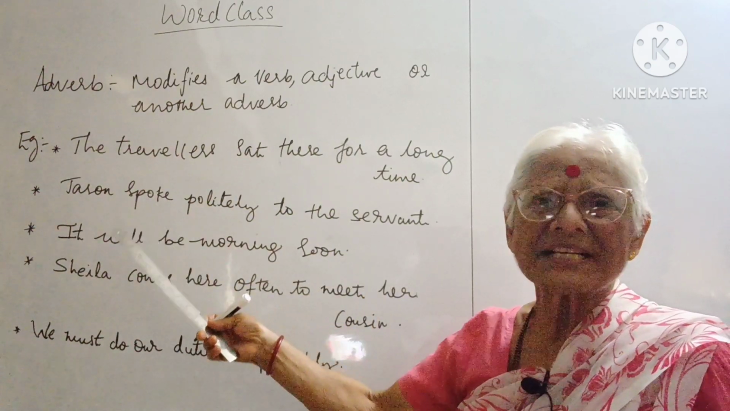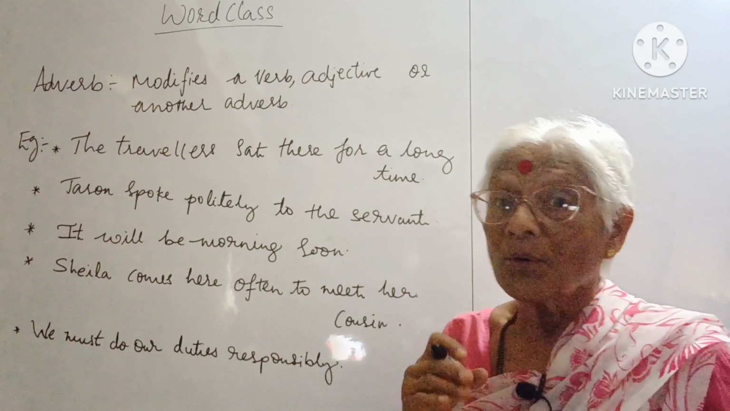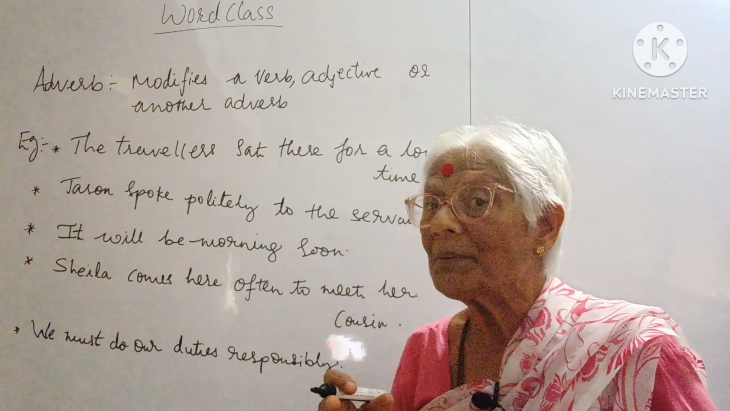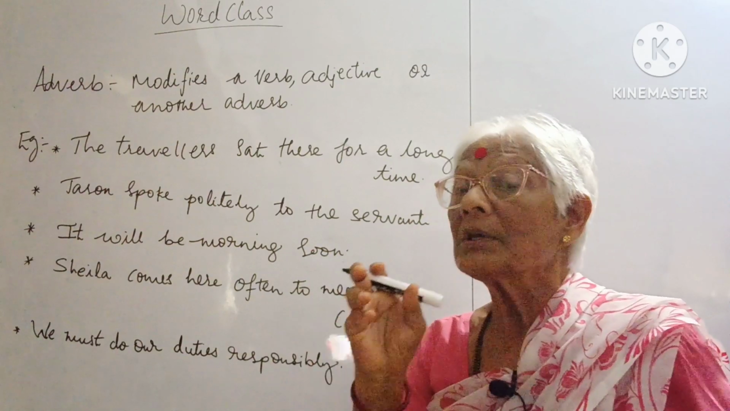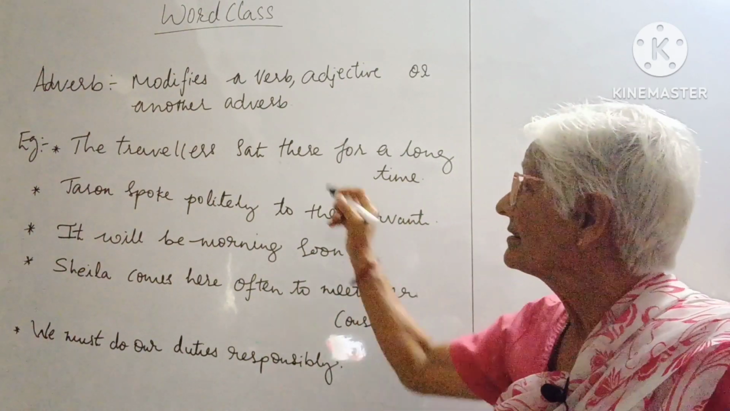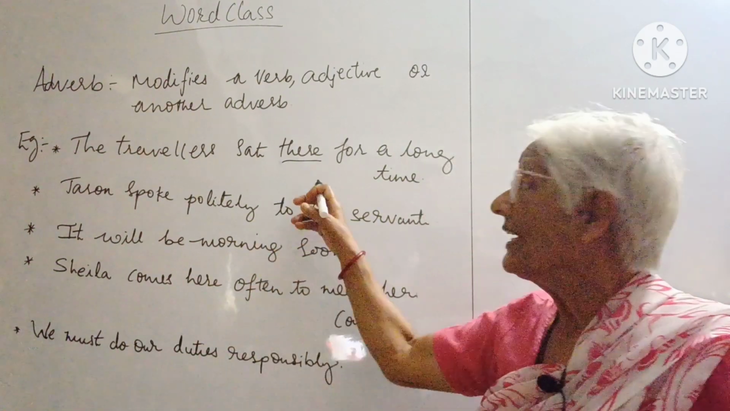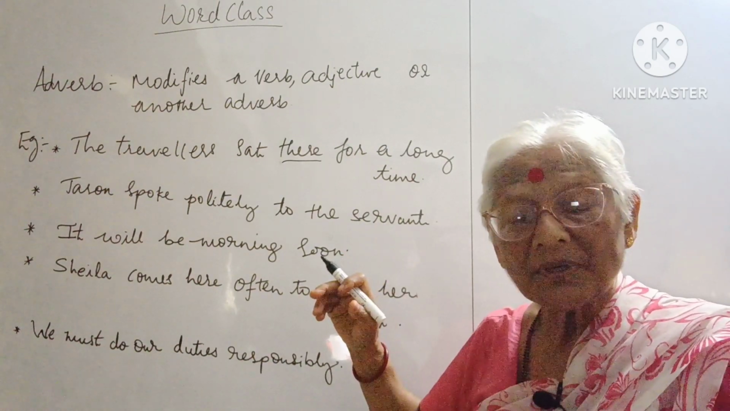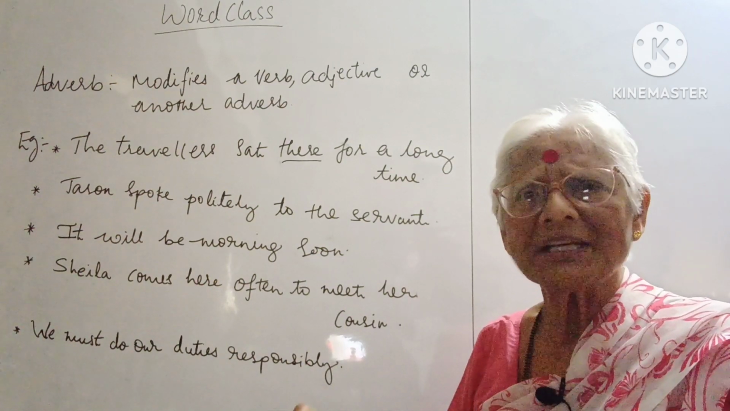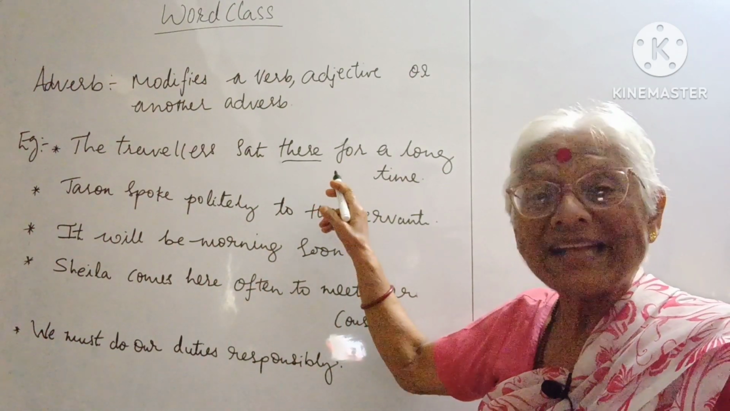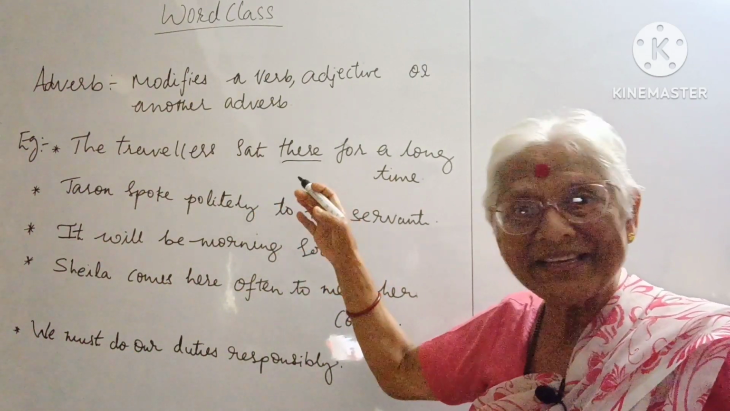Now let's go through these examples. The traveler sat there for a long time. Where did the traveler sit for a long time? My word question where answers there. So there means in that particular place. So there is the adverb. Actually it's an adverb of place. We'll deal with that a little later when we are doing it in detail. But right now understand that there is an adverb and is placed next to the verb sat. Sat where? There.